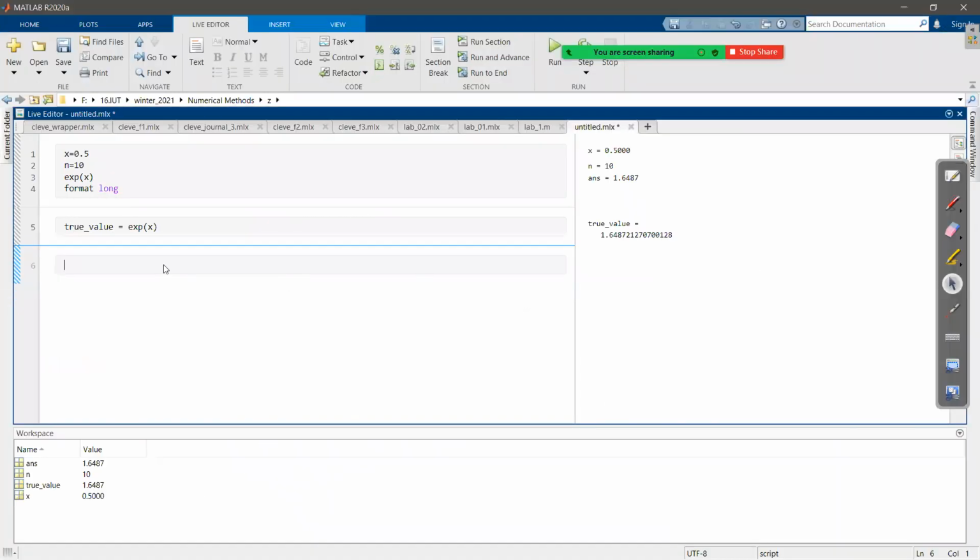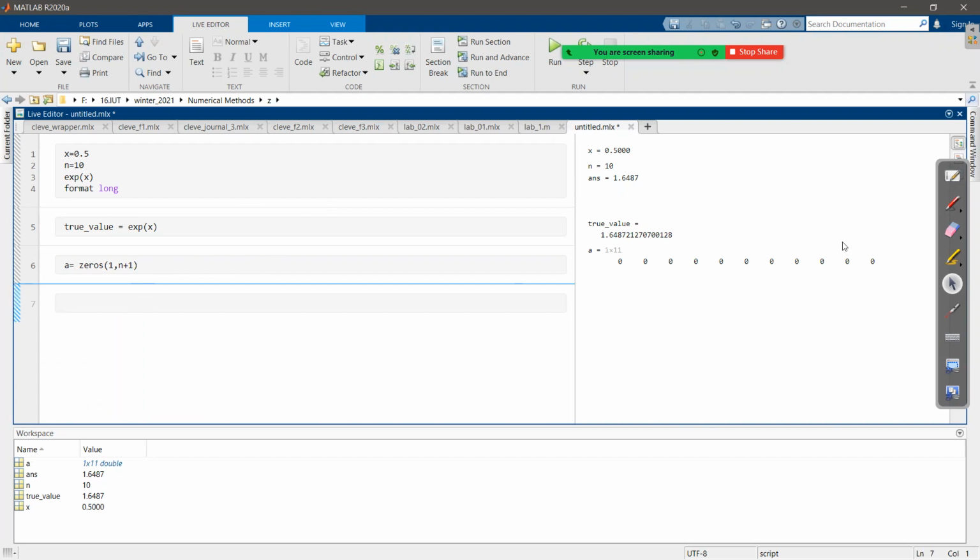So what you can do, for example, a equals zeros to pre-allocate. Take 1 comma n plus 1, right? There are a total of 11 elements. If we create it here, let me know if I break again. My Wi-Fi is actually making some trouble. So this is my initial array, total 11 elements, all are 0.